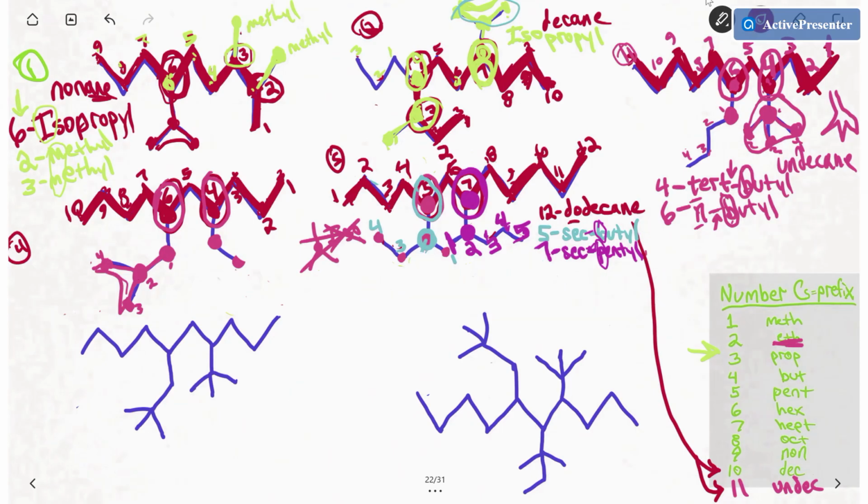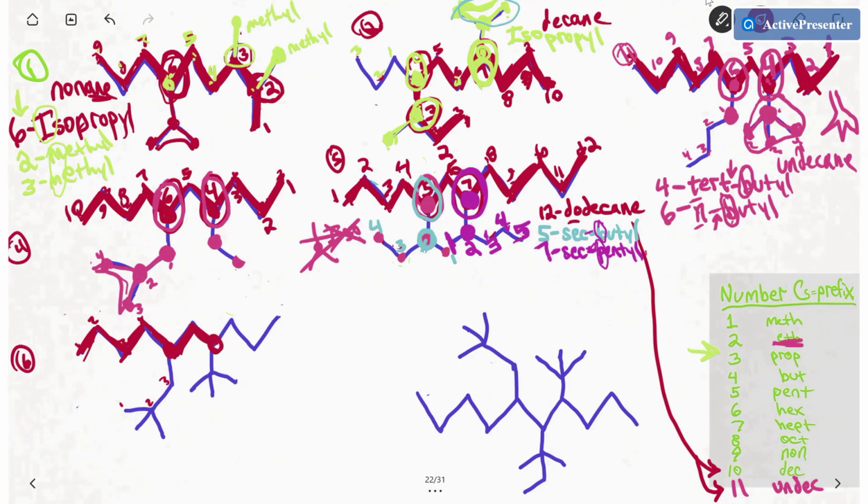Okay, now the bottom left hand, this is number 6. We're going to find our parent chain. So if we start down here, we have 1, 2, 3 carbons before the carbon where it splits. Or if we do it up here, we have 1, 2, 3, 4. All right, so we're going to use that as a part of the parent chain. It's got more carbons. And then it continues on.